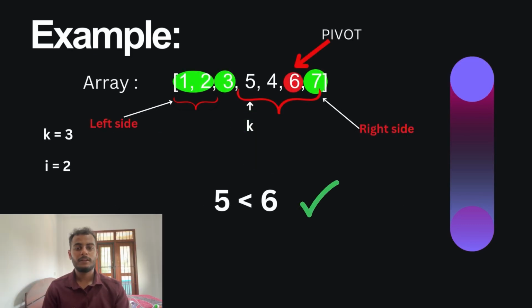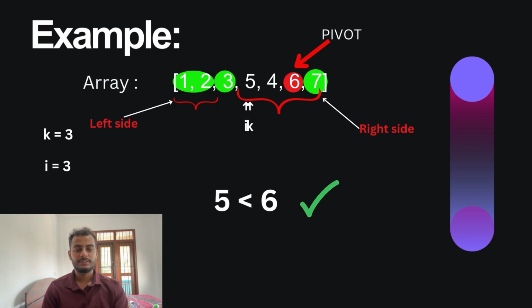Let's take the pivot 6, the last element. The array before partitioning is 2, 1, 3, 5, 4, 6, 7. Start with i equal 2 and k equal 3. Let's walk through the partitioning process. k equal 3, element 5 is less than the pivot 6. Increase i to 3 and swap the elements at i equal 3 and k equal 3.